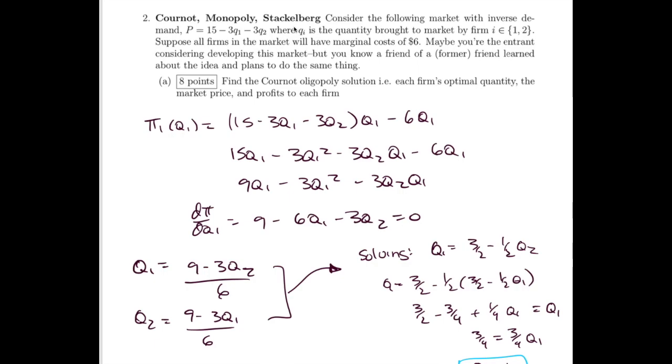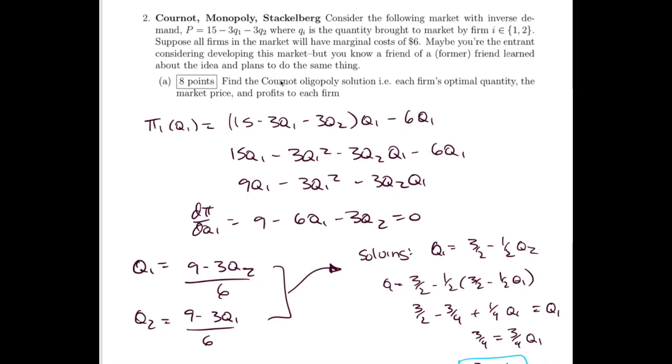So, all right. So, Cournot, Monopoly, and Stackelberg. Consider the following market with inverse demand: 15 minus 3Q1 minus 3Q2. Suppose all the firms in the market have marginal costs of $6, and maybe you're the entrant considering developing the market, but you know of a former friend who stole your idea and is going to do the same thing. So, we're going to have Cournot. We're going to look at the Monopoly situation, and then we're going to look at the Stackelberg situation.